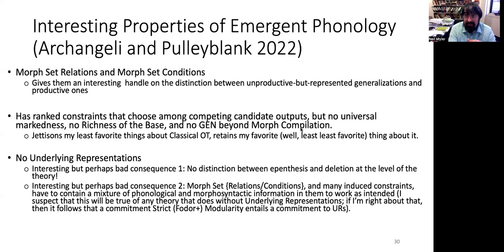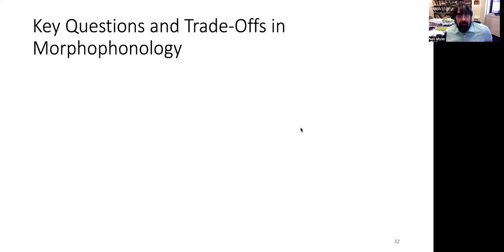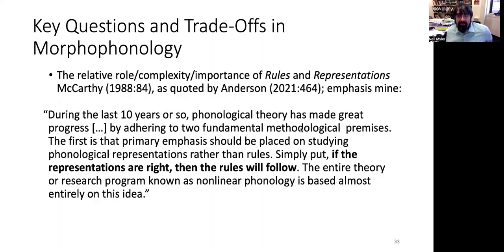If I'm right about that, then an interesting meta-theoretical conclusion follows, which is that a commitment to strict modularity entails a commitment to underlying representations in phonology. And that's an interesting conclusion if true, right? Section 3 is about key questions and trade-offs in morphophonology. Here are some that we identified.